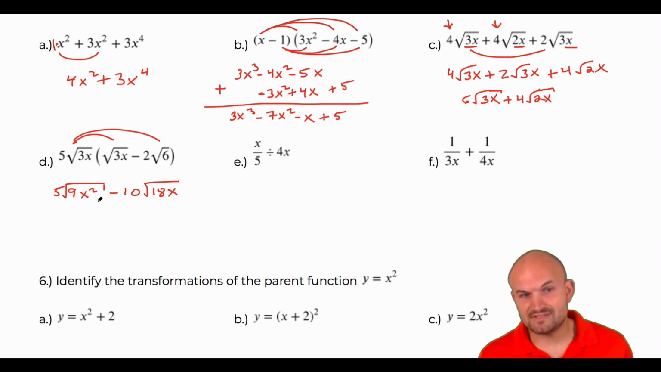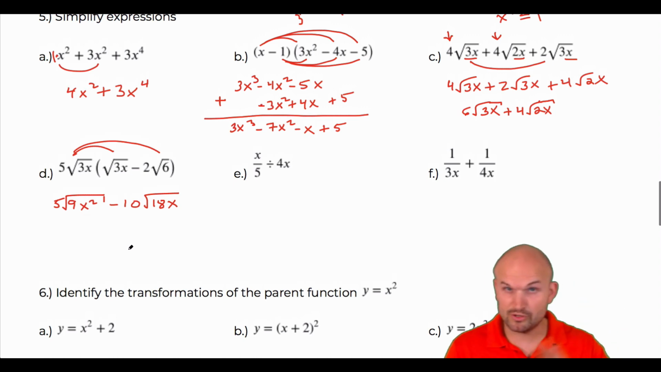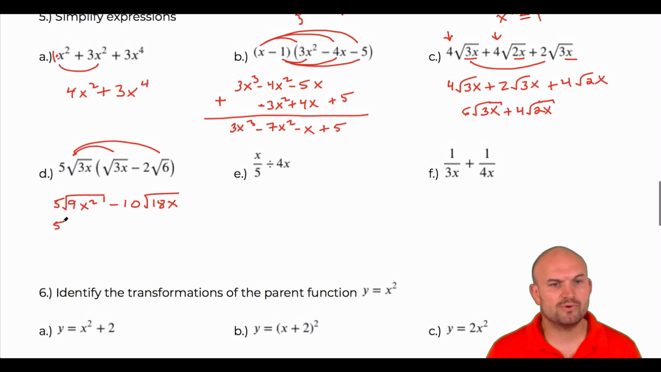Okay. Now, obviously, I can simplify this. The square root of 9. So now you can take the square root of individual values here. So the square root of 9 here is 3. The square root of x squared is x.